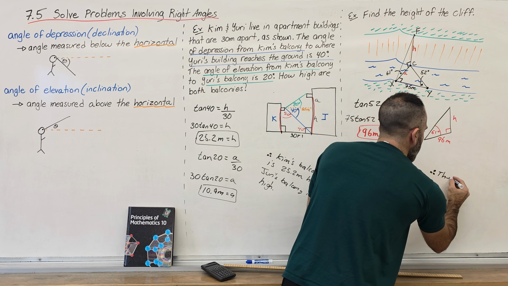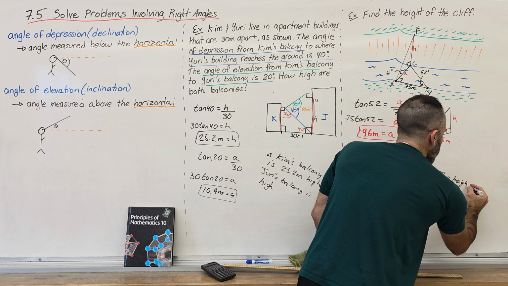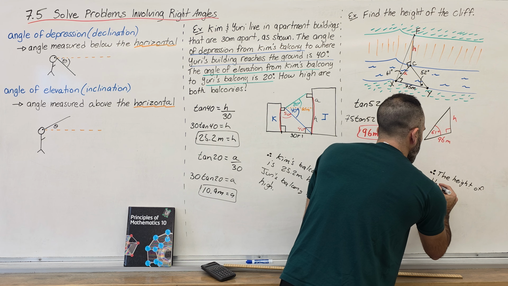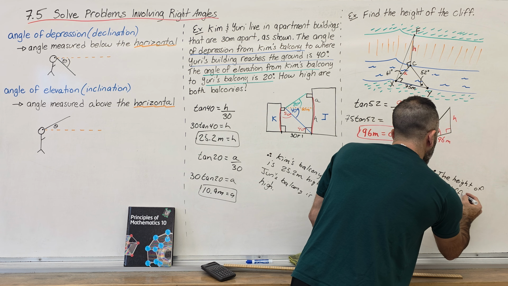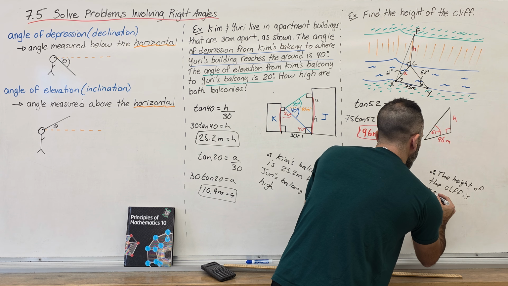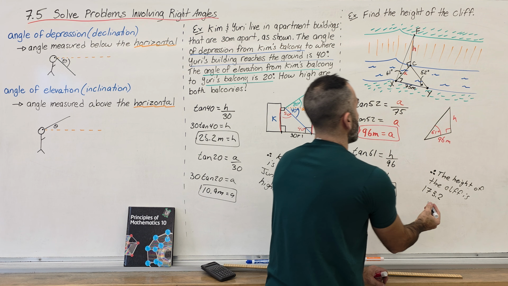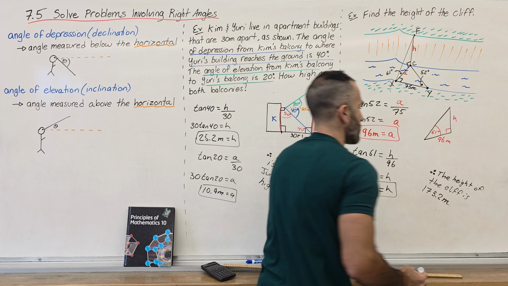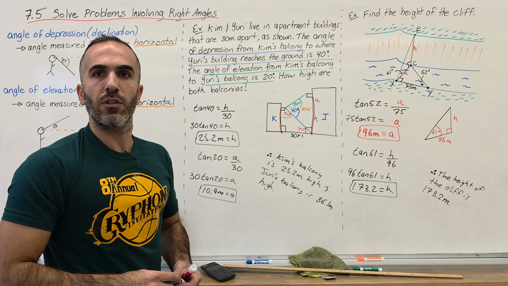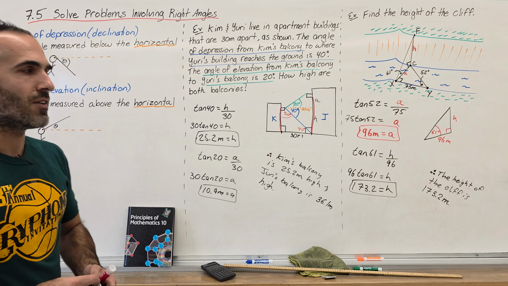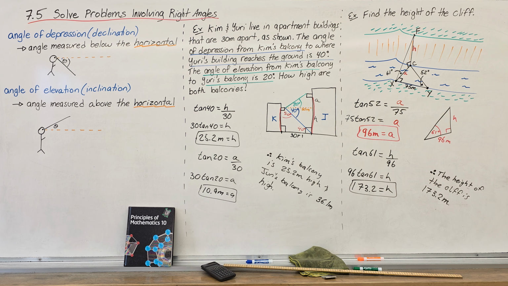Therefore, the height of the cliff is 173.2. Look at the units, meters. Don't forget your units or you'll lose marks. Okay, just as easy as the rest of the chapter. Just try to be an artist.